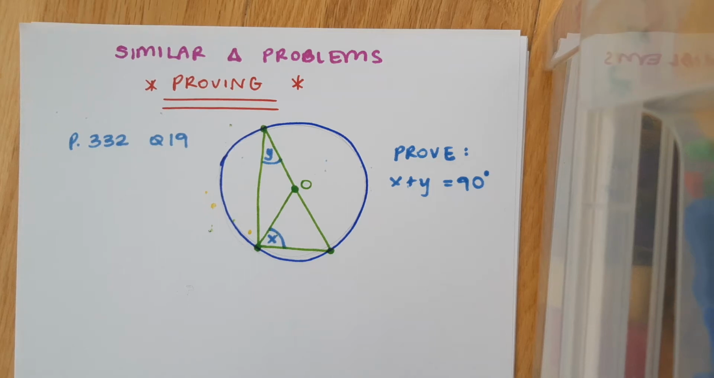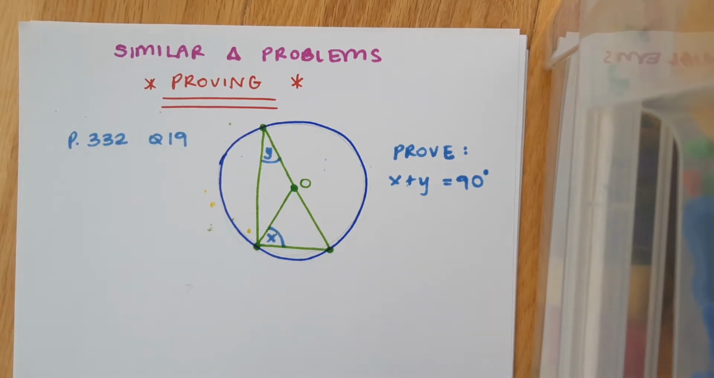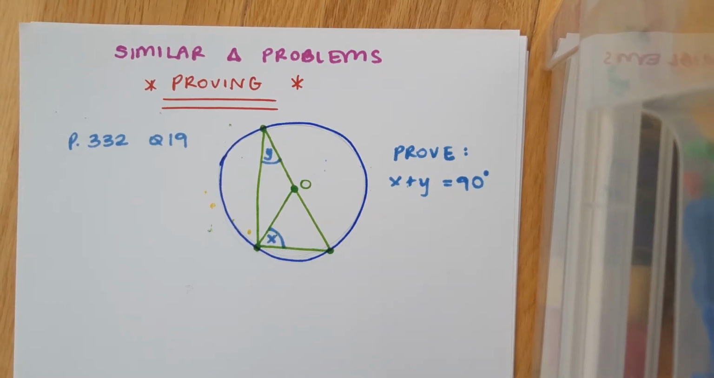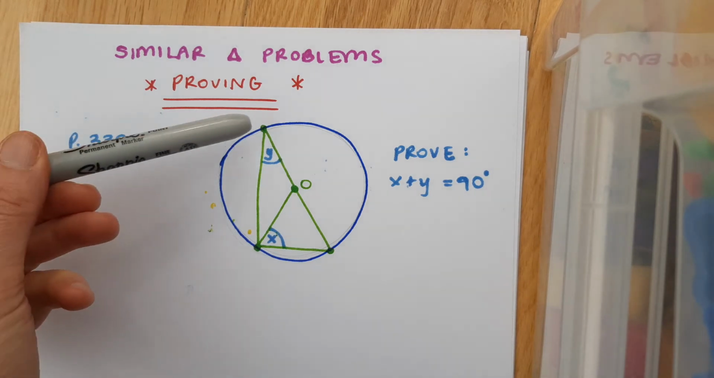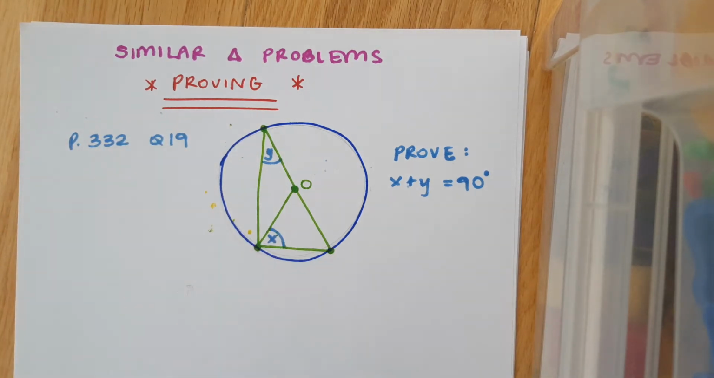Okay, so this is from page 332 of your book. It's question 19. And in this question, I'm being asked to prove that x plus y equals 90. The first thing that I notice here is that in my diagram, I've only got a name for one of the vertices. It's O, and it might be helpful for me in a while to have a name for each of these vertices as well.